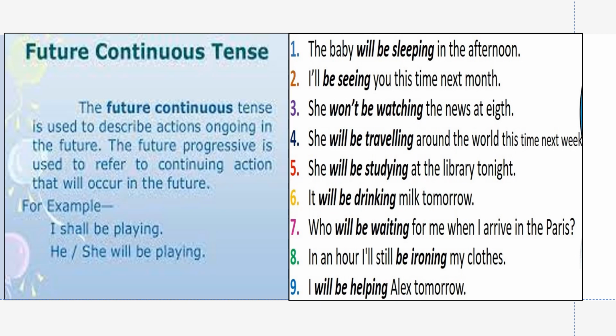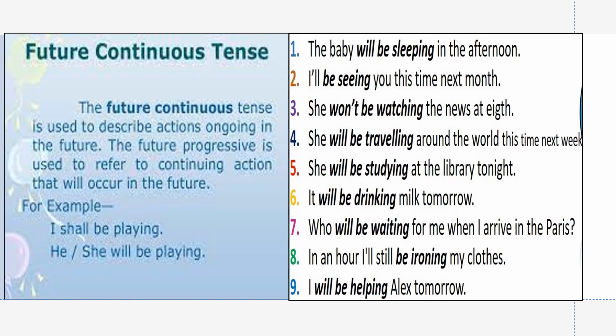Let's look at the second form of future tense, which is future continuous tense. The future continuous tense is used to describe action ongoing in the future, which means something which will be happening in the future. The future progressive is used to refer to continuing action that will occur in the future. For example, I shall be playing, or he or she will be playing. Very clear, children? Let's look at more examples.